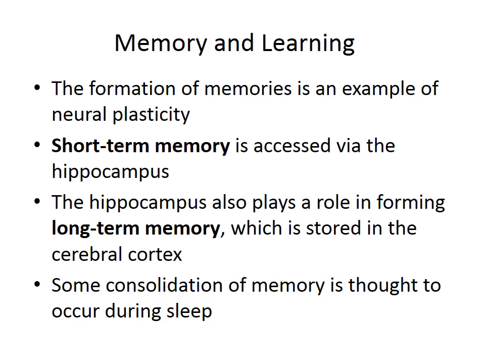The formation of memories is an example of neural plasticity. Short-term memory is accessed via the hippocampus. So do remember that. The hippocampus also plays a role in forming long-term memory. Long-term memory is stored in the cerebral cortex. Some consolidation of memory is thought to occur during sleep. So some of our short-term memories are shunted off to the cerebral cortex to be stored forever. And that's done during sleep.